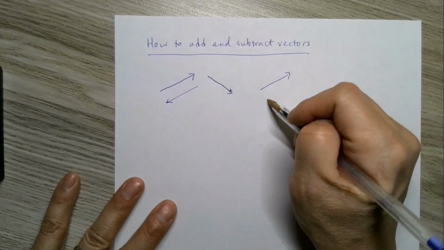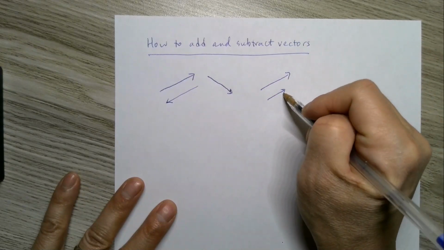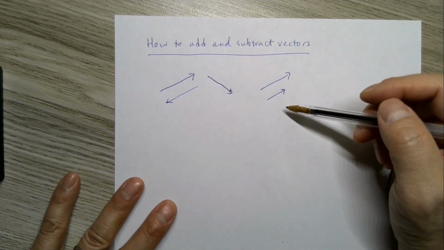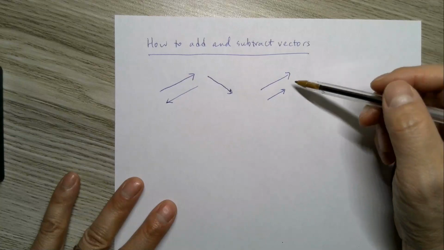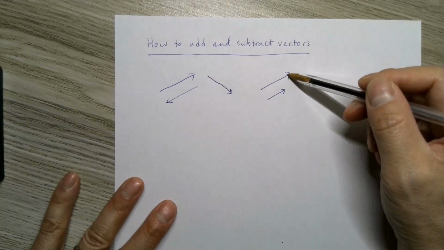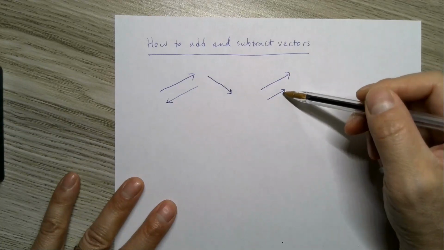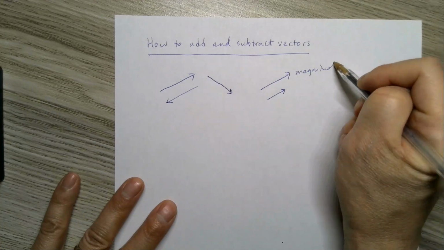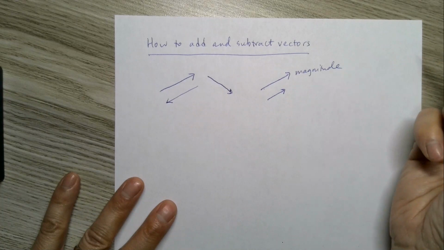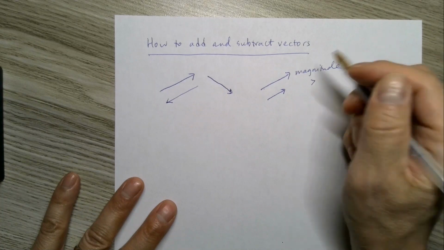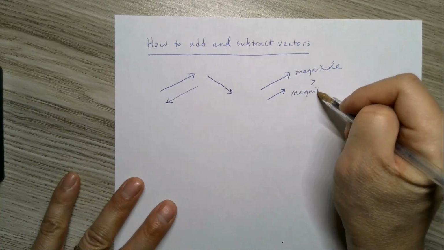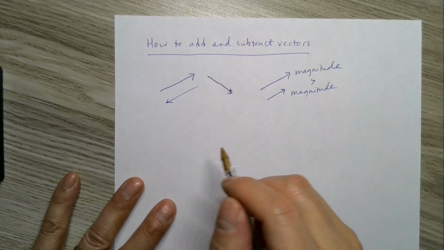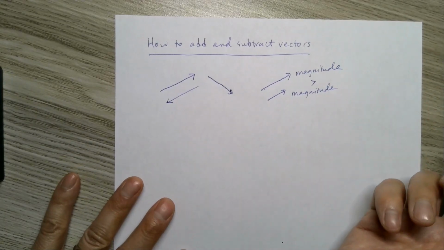This vector is going in the same direction as this vector, but again, these two vectors are not the same vector because this one is longer than this one, and we call that a magnitude. So the magnitude here is greater than the magnitude of this vector here.